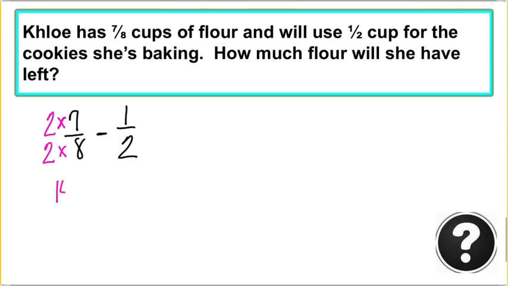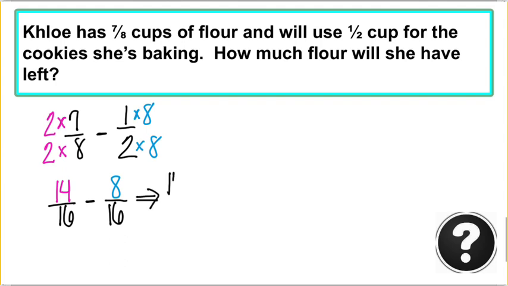So 2 times 7 gives me 14. 2 times 8 gives me 16. Now for our second fraction, I'm going to multiply 2 times 8. And what I do to the bottom, I do to the top. 1 times 8 gives me 8. 2 times 8 gives me 16. From here, notice our denominators are the same. So I'm going to subtract my numerators and keep my denominator. 14 minus 8 gives me 6. And then my denominator of 16.